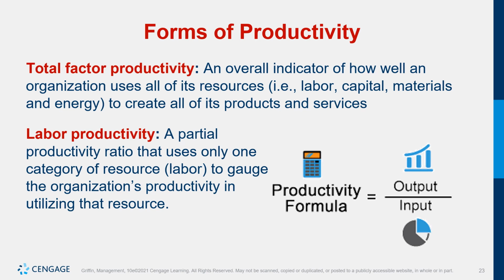Forms of productivity. Total factor productivity is a ratio of outputs to inputs. It serves as an overall indicator of how well an organization uses all of its resources, meaning labor, capital, materials, and energy, to create all of its products and services. Labor productivity is a partial productivity ratio, which uses only one category of resource. Here it is labor instead of all of them. This helps to gauge the organization's productivity in utilizing that resource.